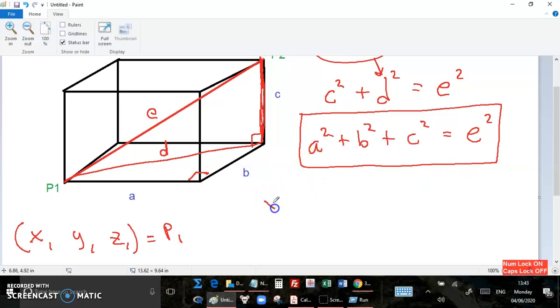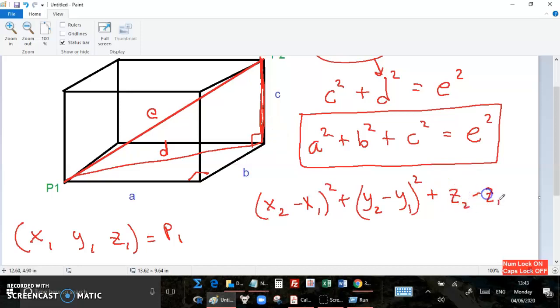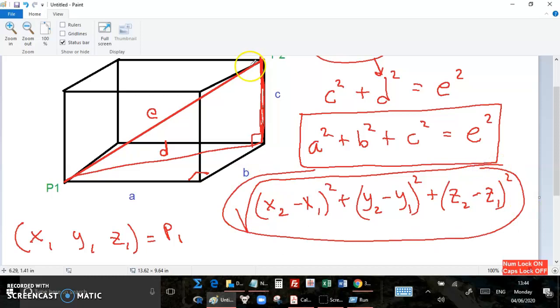So a is x2 minus x1 squared, and then plus b would be the change in the y direction. So y2 minus y1 squared. c would be the vertical distance, which is z2 minus z1 squared. Okay, take the square root of the whole thing, and you've got the distance of that vertical diagonal from the front lower left to the back upper right.